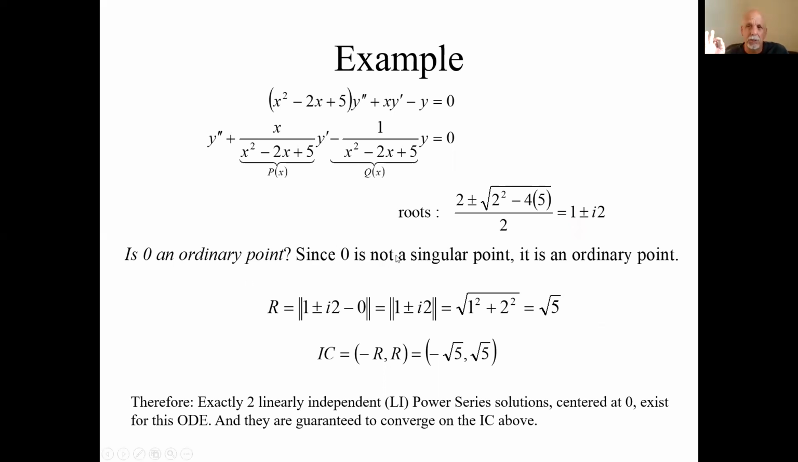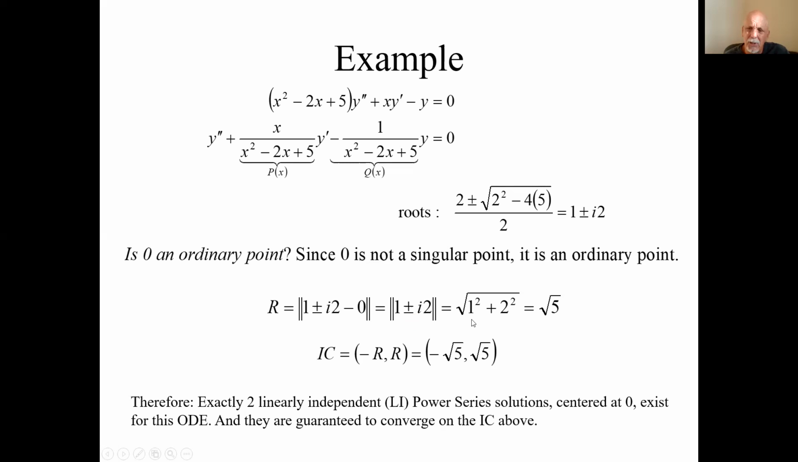And those are the only singular points. So is 0 an ordinary point? Well, it's not a singular point, so yes, it is ordinary. And what is the radius of convergence? It's the magnitude. Well, actually, it's the length. Where is this complex number compared to the origin? So I would subtract off 0, which means all I'm doing is taking the magnitude of the complex number.